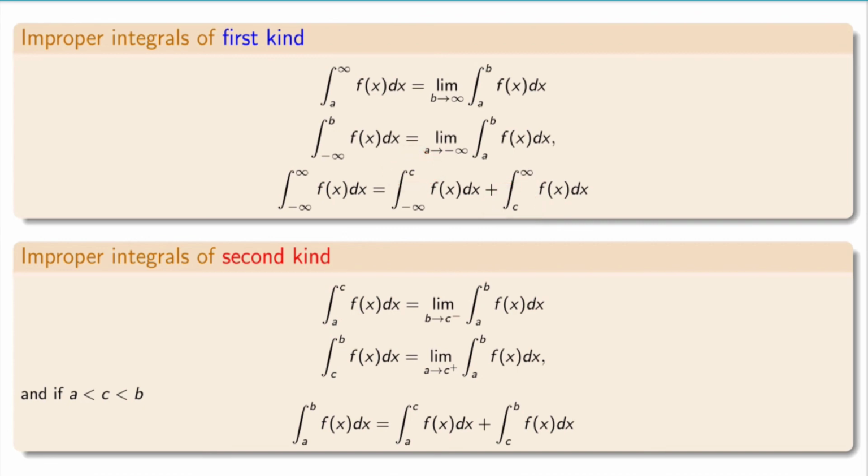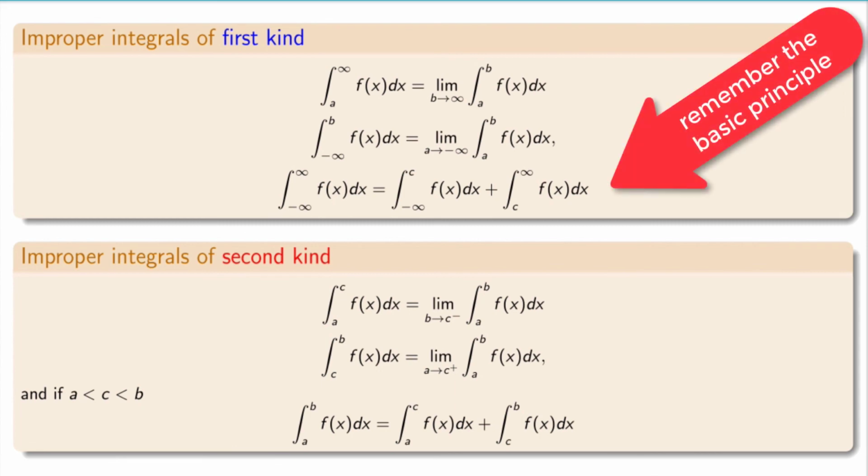For the second kind, we handle infinity of the function itself through discontinuities, and again we split the integration into a left-sided and a right-sided limit, where the point of discontinuity is again approximated by a limit. So it's again the same idea. Now you could think of trying to remember all these 6 formulas, but what I would advise is that you remember one principle: whenever there's trouble with infinity, you look at a limit.